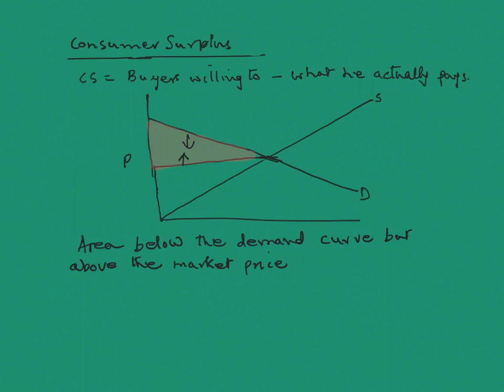If market price falls, consumer surplus will increase, because the area under the demand curve and above the price will increase. A rise in consumer surplus means that consumers' economic welfare has increased.